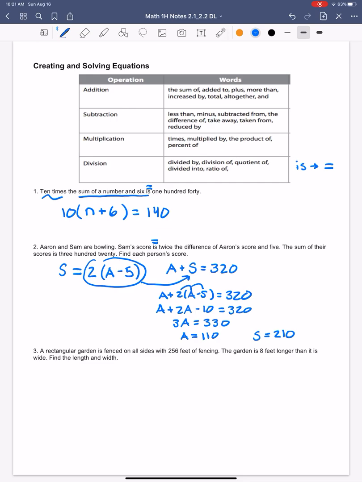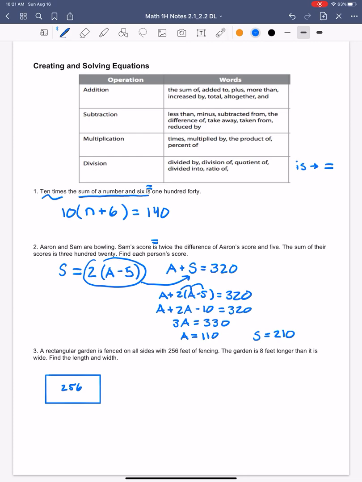All right, we keep moving here. It says a rectangular garden is fenced in on all sides with 256 feet of fencing. The garden is 8 feet longer than it is wide. Find the length and the width. Okay, so we've got this garden that's a rectangle. And it tells me that the whole thing is 256 feet. The perimeter is 256 feet. So we've got 256. I'm just going to put that in the middle so I don't forget it.